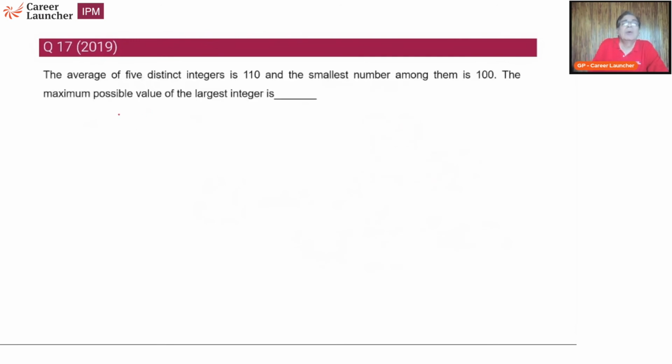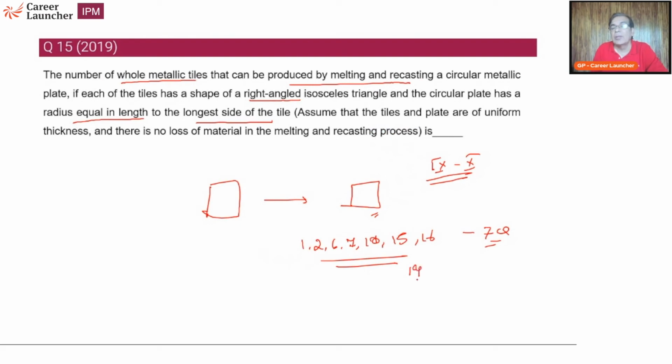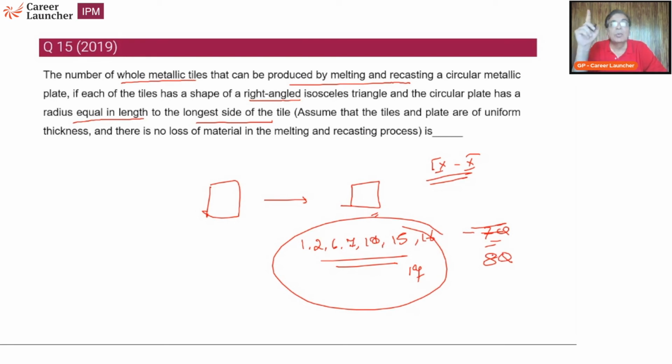17. Oh, we found our 8th question. Average of 5 distinct integers is 110. Smallest among them is 100. Maximum possible value of the largest integer, from class 9, 10. Average is something that we know of, and this is our question number 8. So question 17 to be attempted definitely. And along with these, if I add question 17, how many questions do we have? We have achieved our target of 8 questions in this paper of IPMAT 2019.